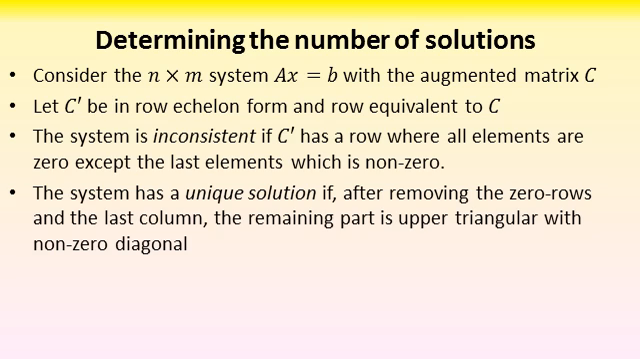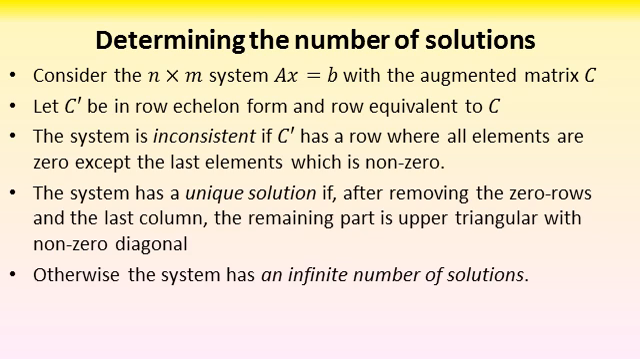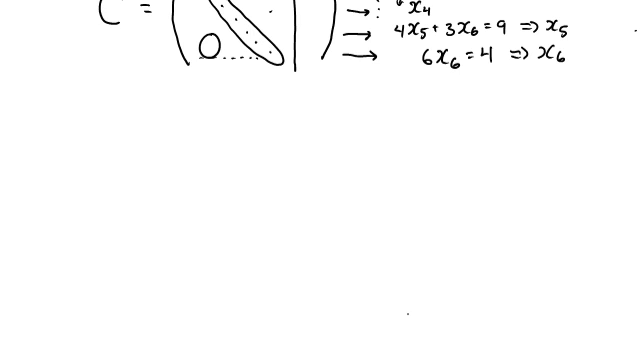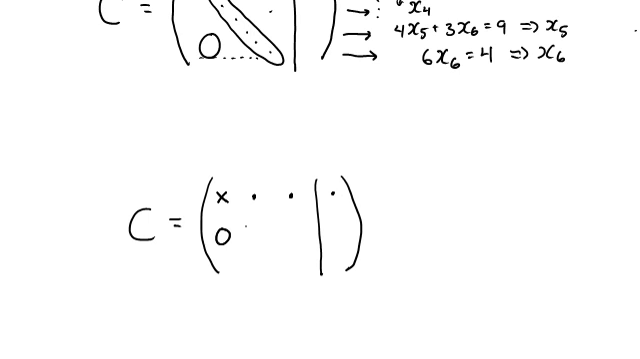Finally, if this does not happen, then we will know for sure that the system has an infinite number of solutions. Let's say, for example, that our augmented matrix looks like this. I have B to the right. Let's say I have a non-zero element here represented by a cross. Then some element here, which may or may not be 0, and some element here. On the second row, I have a 0, 0, a non-zero element here, and any element here.